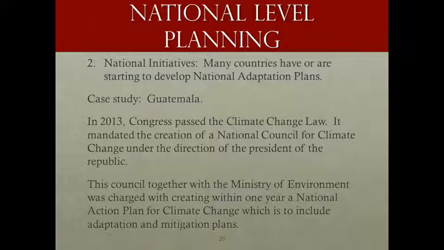So the law was passed in 2013 at the end of that year. So by the end of 2014, we were supposed to have a plan. It didn't happen, of course. I'm going to go quickly through several slides here just to show you that it became really complex. At first, the Ministry of Environment received that charge of creating that plan within a year.